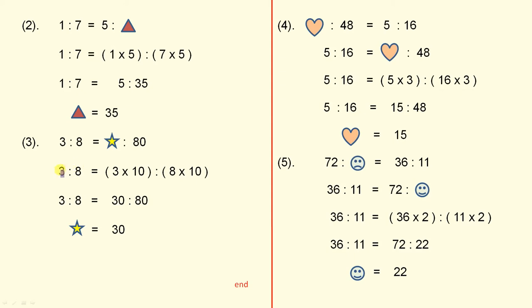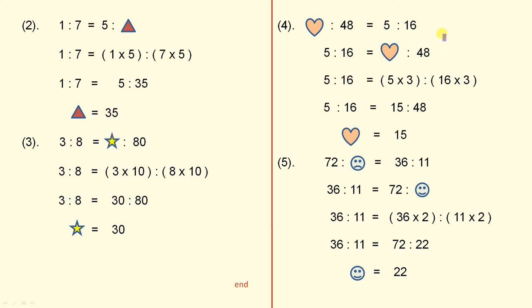The reason we multiply each of them by 10, as we saw in previous videos, is that it keeps the value of the ratio the same. So 3 times 10 is to 8 times 10. So 3:8 equals 30:80. So the star is 30 because the star was first.